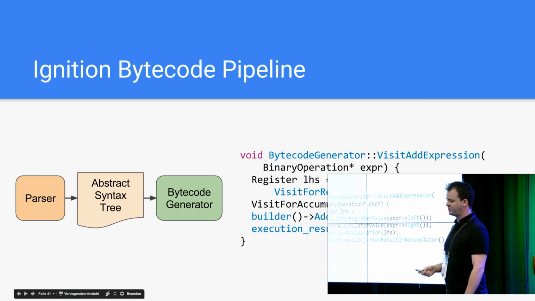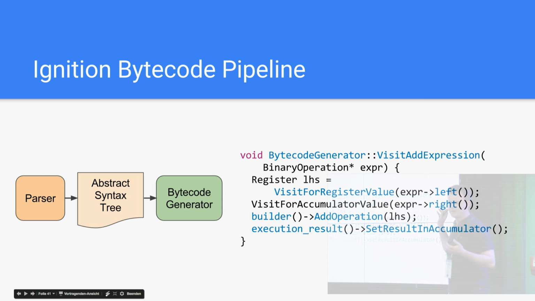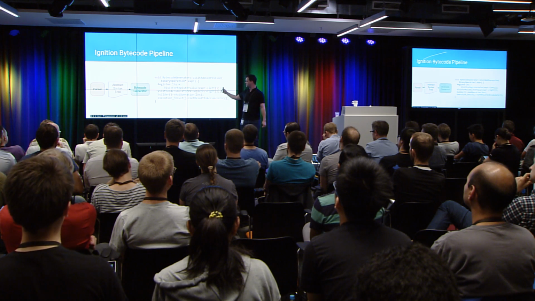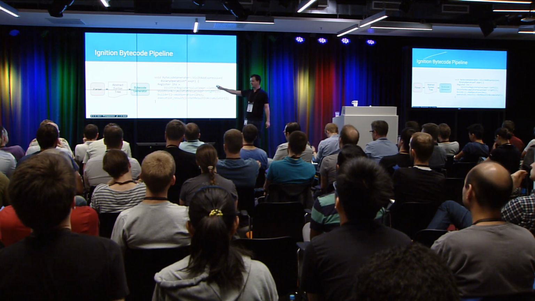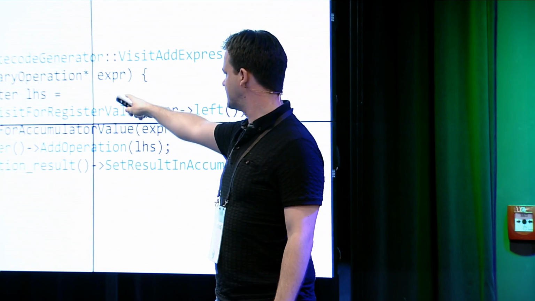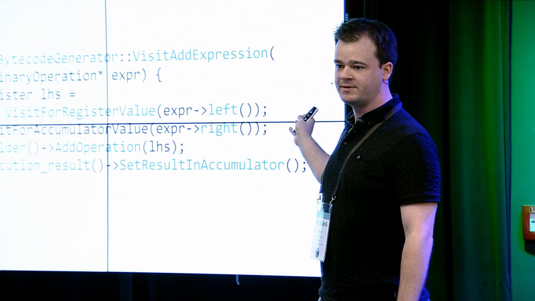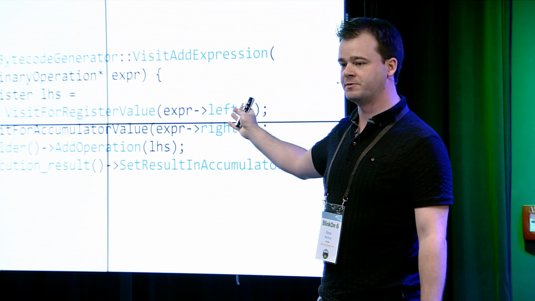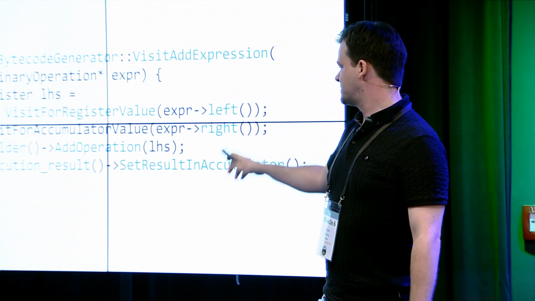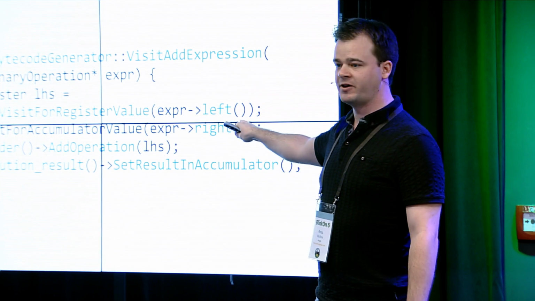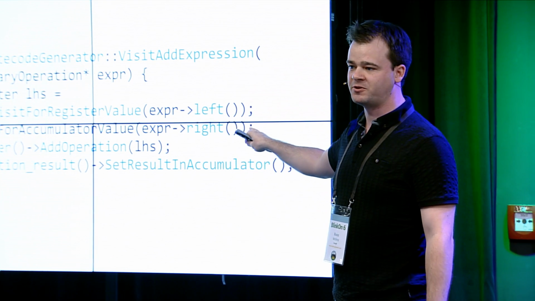For some operations, this is pretty simple. So this is my simple example of add. It's a bit simplified, but it's pretty much what's in the code. We want to visit the left expression first. We visit it and put it into a register, this register left-hand side. Then we want to evaluate the right-hand side, and that goes into the accumulator. Then we emit our add bytecode, and we give it ls, the left-hand side register, as its operand.